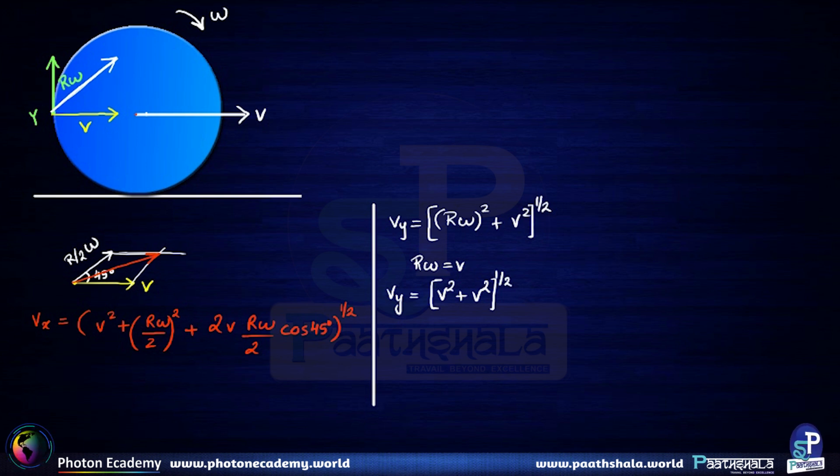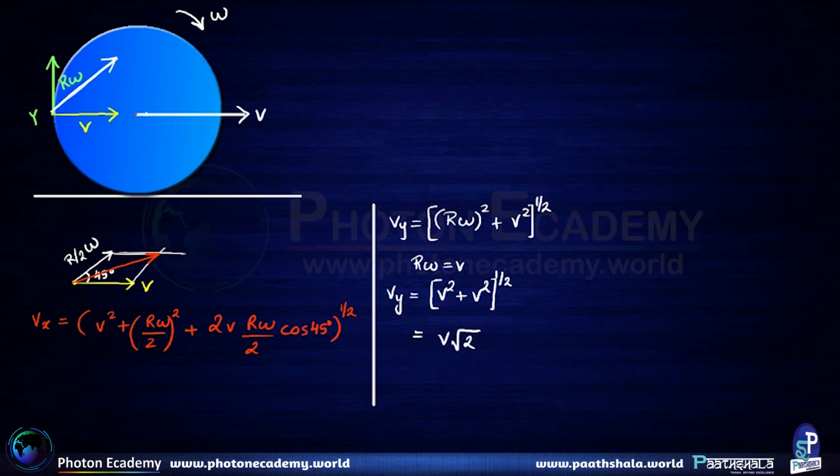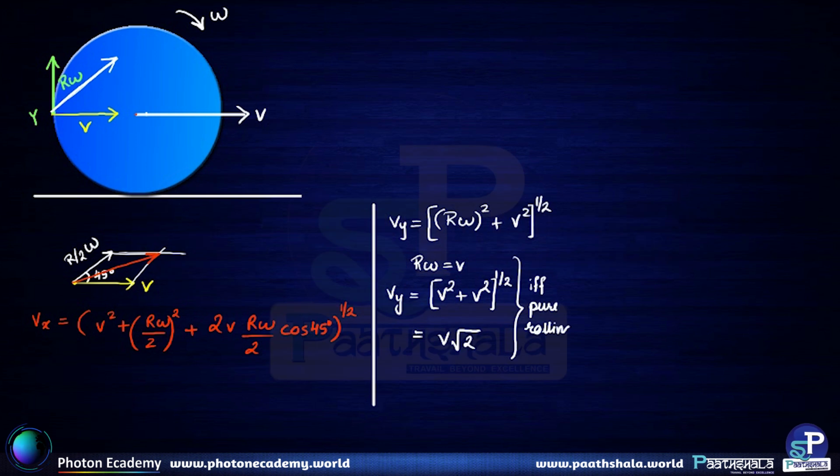So that means vy will come out to be v root 2 in case of pure rolling. So this particular situation is only in case of pure rolling. So I am writing the conditional IFF, that means if and only if pure rolling is happening, only then this is the case.